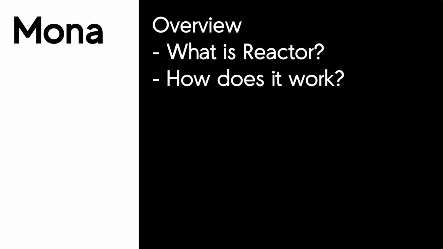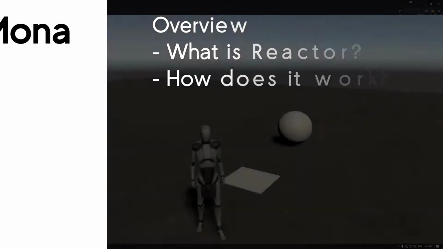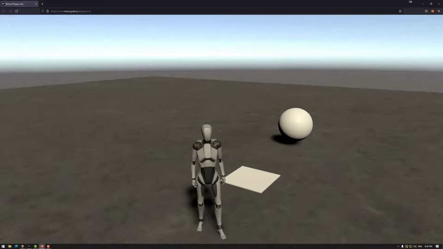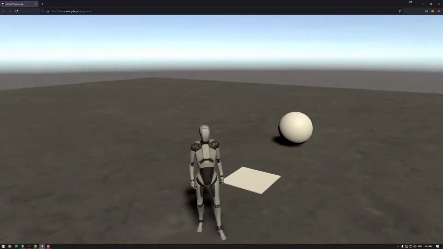First, we're going to look at what is Reactor, and then we're going to look at how does it work, generally speaking. So let's jump in. So first, we're going to look at a simple example of what Reactor can do. Now, this is possibly the simplest example.